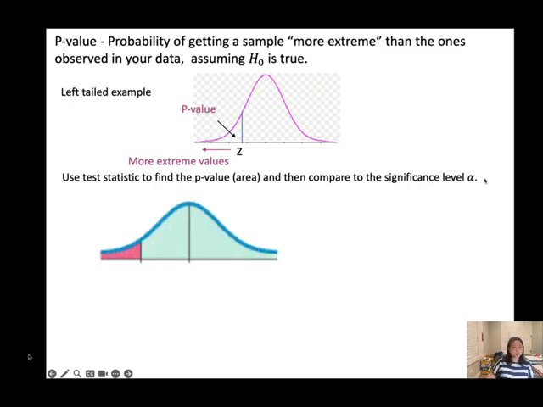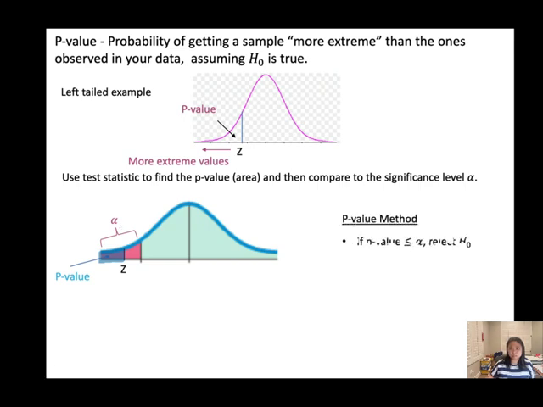So look at this picture here. Originally, this is going to be equal to alpha, right? Alpha will be the area of this left tail. And then when we find the z-score, we'll be using the z-score to find the p-value. P-value will be the area of this tail. Comparing area with area makes more sense, right? One more time: using the z-score to find the area of this tail, and this is going to be your p-value. And then we use the p-value to compare with your significance level.